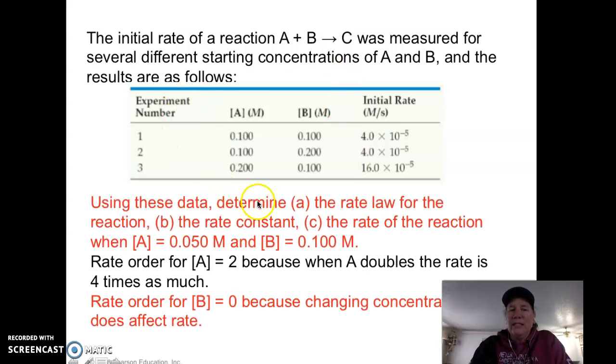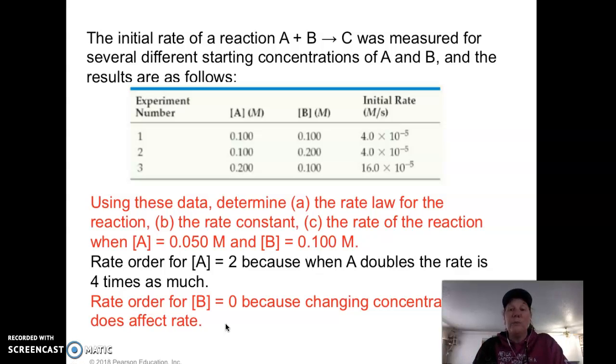Okay, so using the data, determine the rate law for the reaction, the rate constant, and the rate for unknowns. So in other words, we're going to find our K, and then we're going to find a rate for unknowns. But you know what? I'm going to run out of time before I can do that. So we're just going to quit here, and then I'll pick up here and show you how to solve these problems.